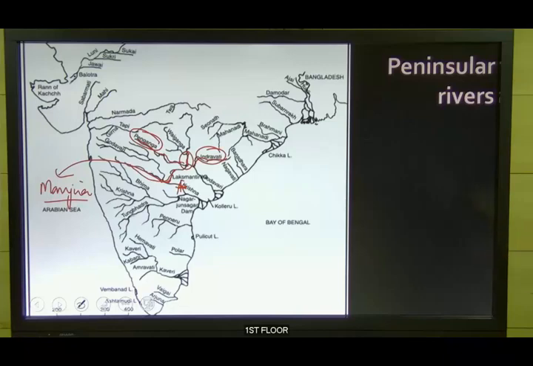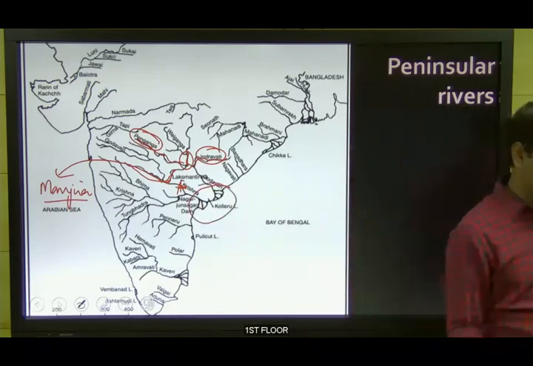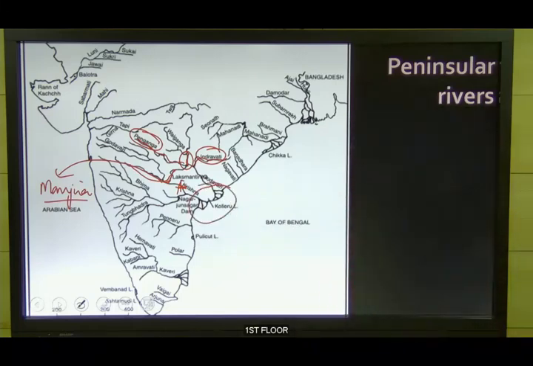Polavaram project is on this river. And then the river forms a delta near Rajamundri. After Rajamundri, it forms a delta. And it is very close to Krishna, so it is known as KG basin. KG basin means Krishna Godavari basin. In the delta, it is very close to the Krishna river.